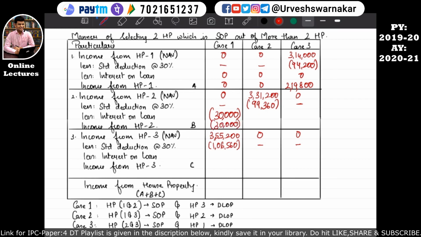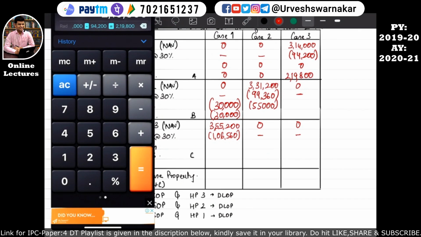But in case 2, the house property number 2 is a DLOP. You can see over here, I am marking it. So that means the entire 55,000 will be allowed as deduction. So we need to find out in case 2 the income from house property. So let's find that: 3,31,200 minus 99,360 minus 55,000, which is equal to 1,76,840. I hope this is quite clear.